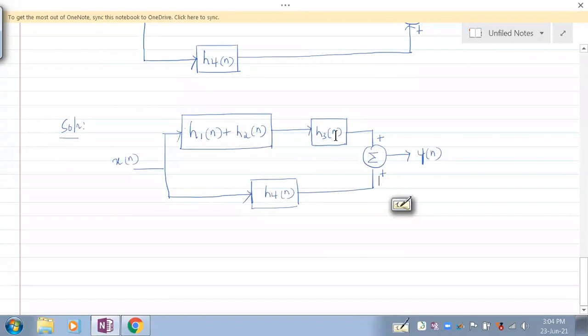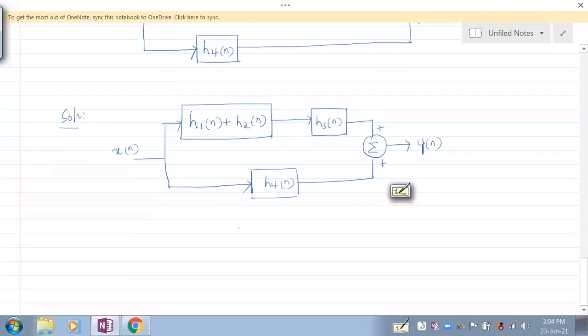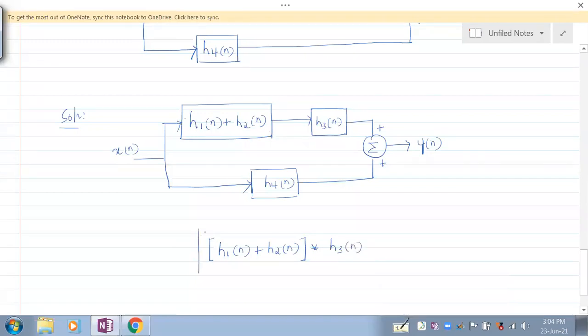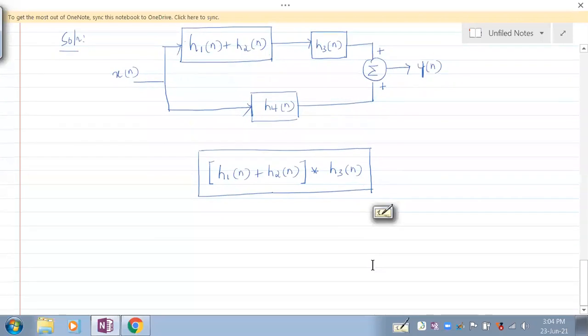So we have to convolve the impulse responses of these two systems. So how would that convolution look like? It is h1 of n plus h2 of n. Let's put this in bracket. And this impulse response is being convolved with impulse response h3 of n. So this becomes now one system. Now in parallel with this, we have h4 of n, right? So in parallel with this, we have h4 of n.